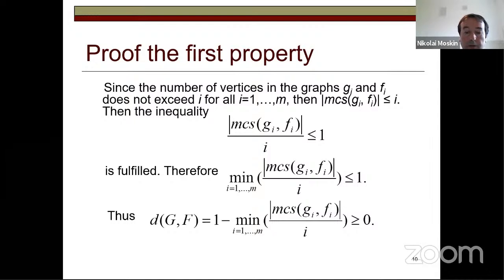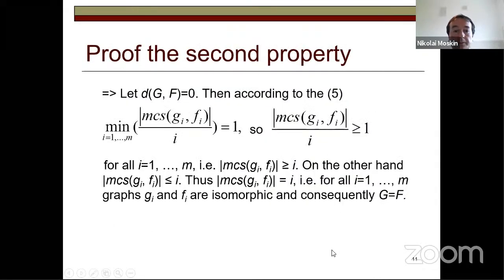And you can see it is obvious that the first property, non-negativity, is fulfilled also. Let's prove the second property, in 2 cases. In one case, let D be equal to 0 for G and F.